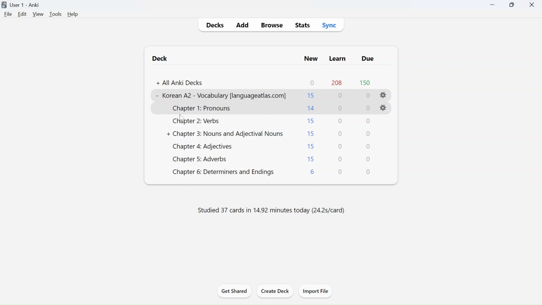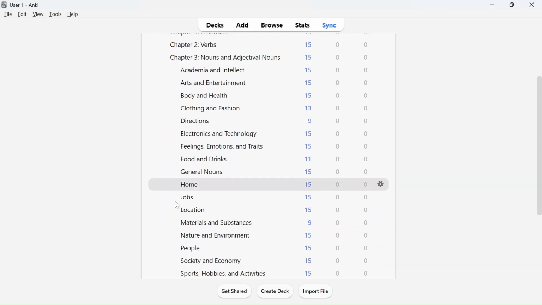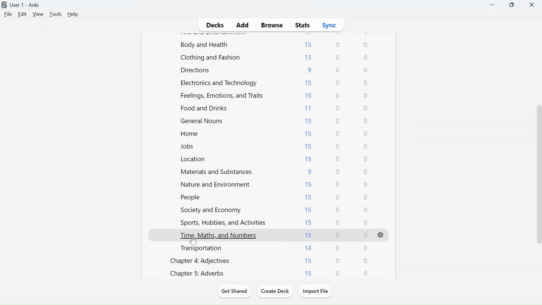chapter 1 pronouns, chapter 2 verbs, then chapter 3 nouns and adjectival nouns, chapter 4 adjectives, chapter 5 adverbs, and finally chapter 6 determiners and endings. Now, if I go to chapter 3, nouns and adjectival nouns, and in front of it there's a little plus icon and I click on it, you can tell that there are subdecks inside of it, 20 to be precise, ranging from academia and intellect, arts and entertainment, all the way to time, maths and numbers, and transportation.